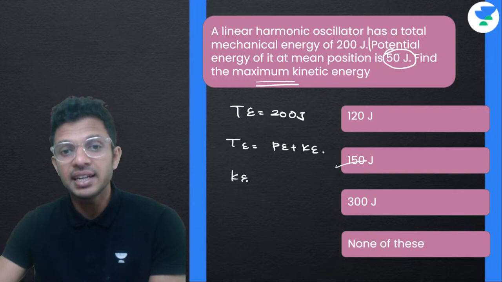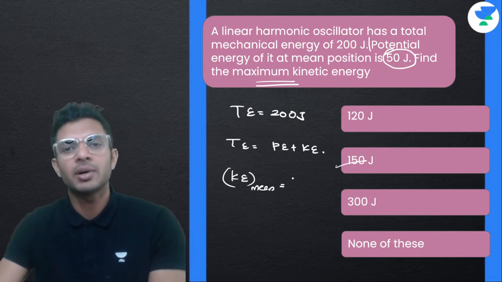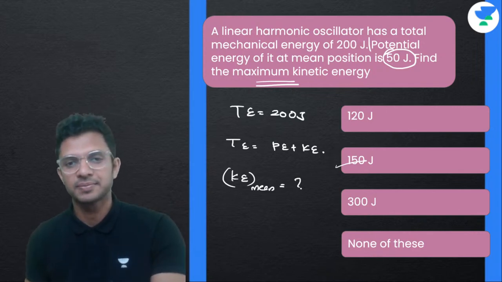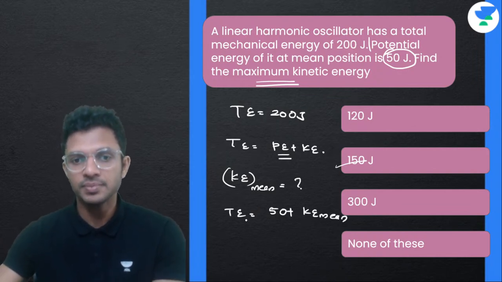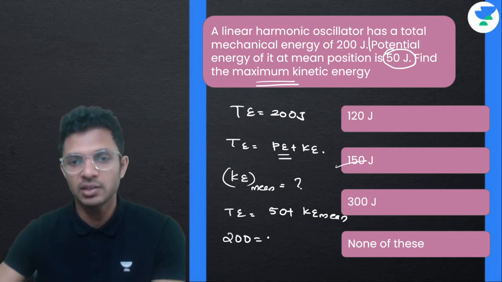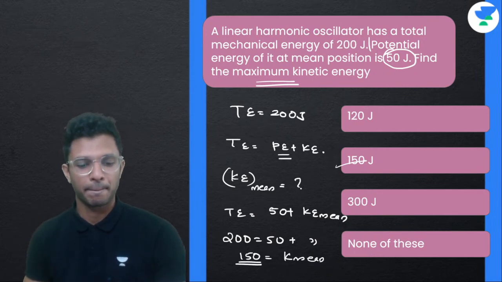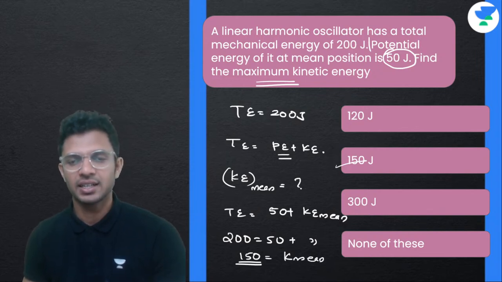Kinetic energy will be maximum at mean position. So when the question is about finding maximum value of kinetic energy, question is to find out kinetic energy at mean position. So, we can write total energy is equal to potential energy at the mean position, 50, plus kinetic energy at the mean position, which we don't know. 200 is equal to 50 plus kinetic energy. So, kinetic energy at the mean position is 200 minus 50, 150 joules. Sahi hai? Right?